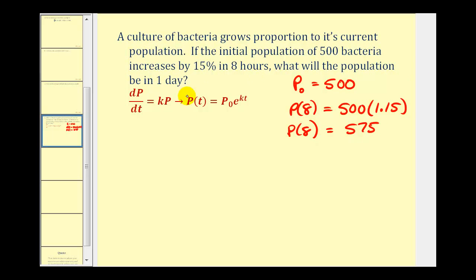Now we need to be careful because k is not equal to 15%, because t represents the time in hours. So k represents the hourly growth rate, not the growth rate over 8 hours. So what we're going to do now is use this information to find the hourly growth rate, and then we can answer the question of what the population will be in 1 day, which is equal to 24 hours.